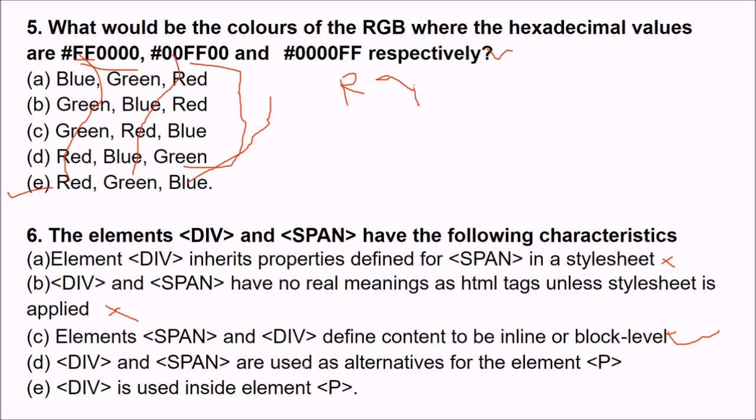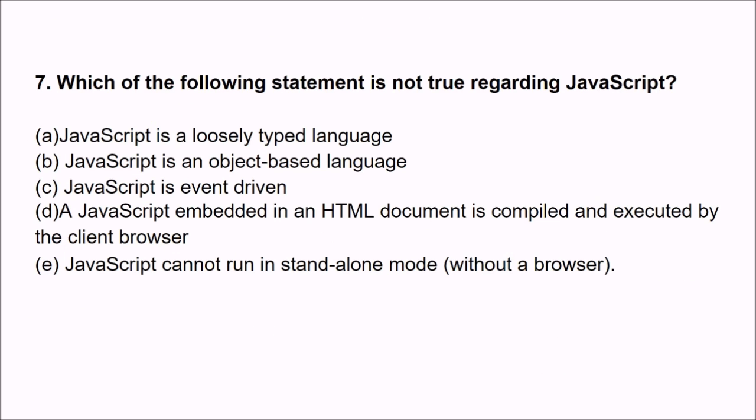Div and span are used as alternatives for the element P. No, P is for paragraph. They are not used like this. Div is used inside element P, E. This is also not true. Div can be used anywhere. There is no restriction to create a division inside a paragraph only. So our answer for this sixth would be C. Elements span and div define content to be inline and block level. Seventh. Which of the following statements is not true regarding JavaScript?